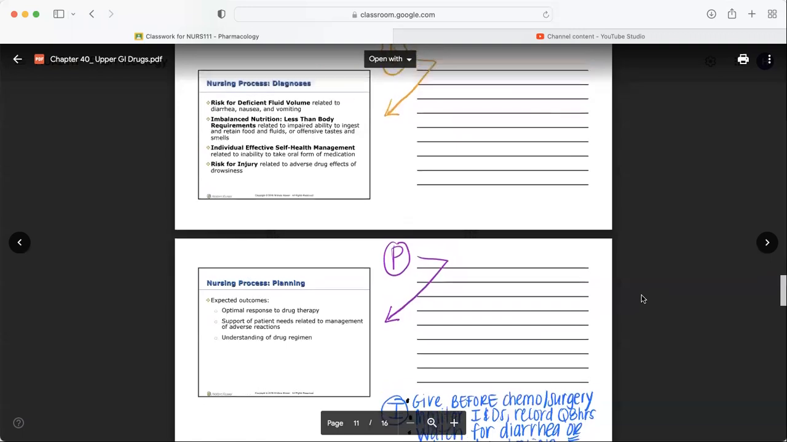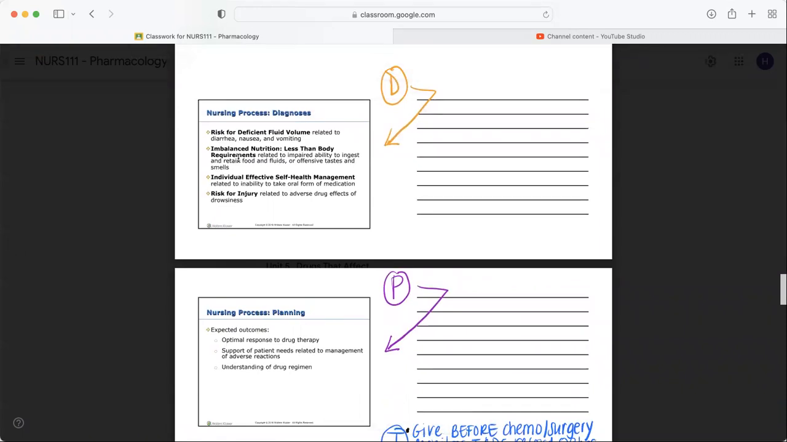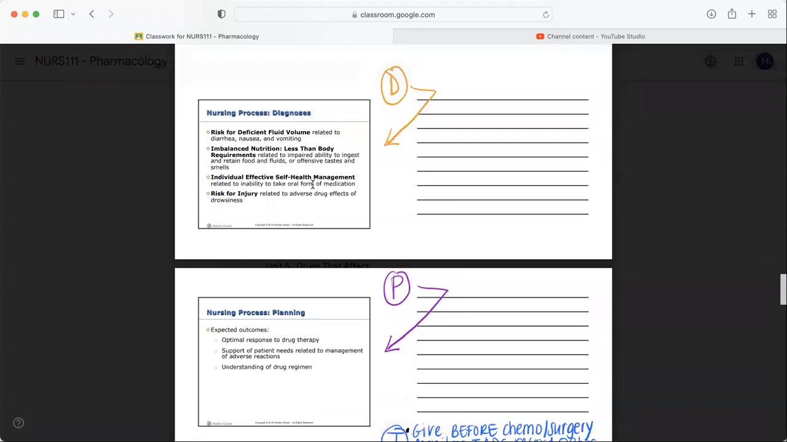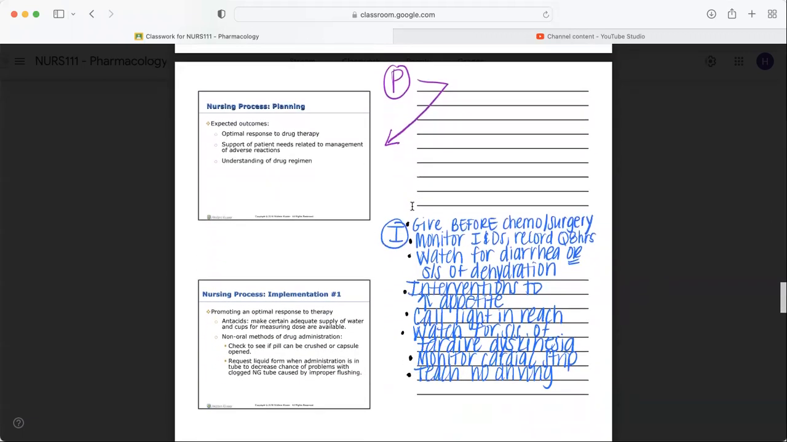Diagnoses that might be assigned to your patient include risk for deficient fluid volume due to diarrhea, nausea, or vomiting; imbalanced nutrition, less than body requirements due to the impaired ability to get food in and keep it down; ineffective self-health management due to inability to take an oral form of medication; and risk for injury related to the adverse effects of medication, specifically drowsiness or dizziness that may make you fall, right? Risk for injury.